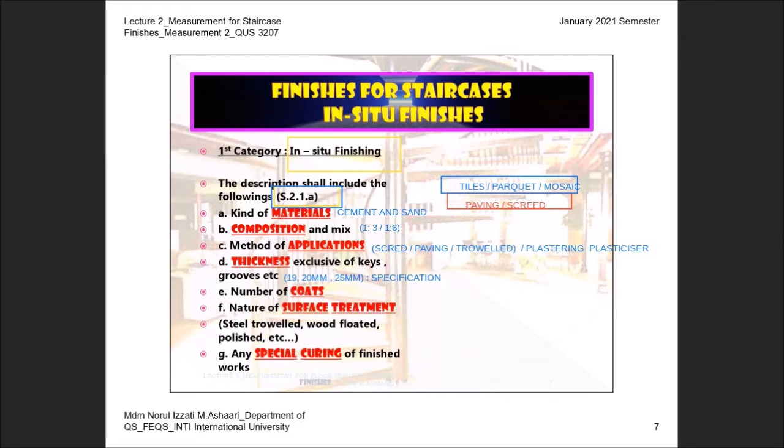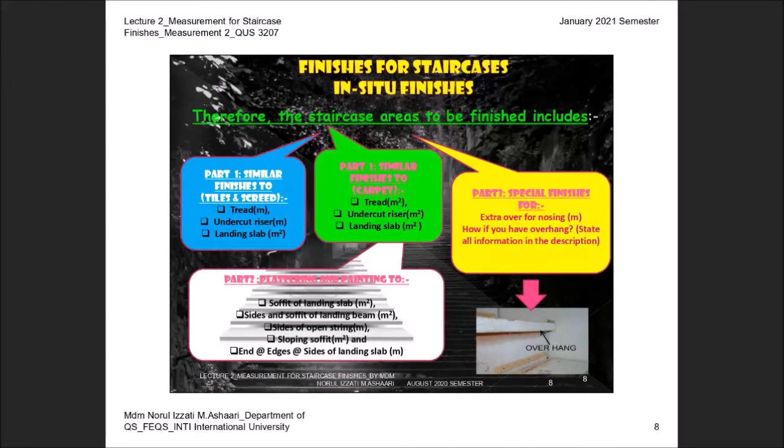So from this one, maybe I can use red. This one I put not relevant. Normally, this one also is surface treatment, which was stated before. Normally we write steel trowel, wood floated, polish and so on, together with the method of application. And any special curing, only if any. If not, I will put here NR, N-R, which is not relevant, or we can put NIL. So if you combine all of these, you can get a good description.